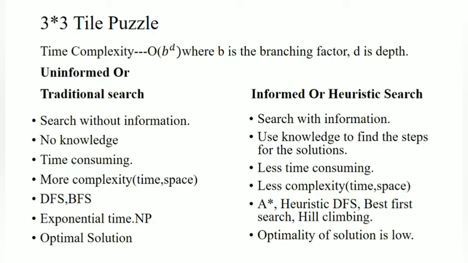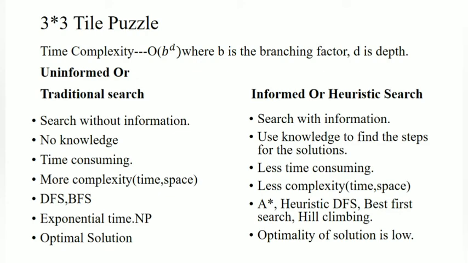A few informed heuristic searches are heuristic DFS, A star, AO star, best first search, and hill climbing. We will see those in the heuristic search video. And the optimality of the solution is low. We cannot say that whatever solution we have reached is the optimal solution. So this is the difference, or the comparison, between uninformed and informed search.